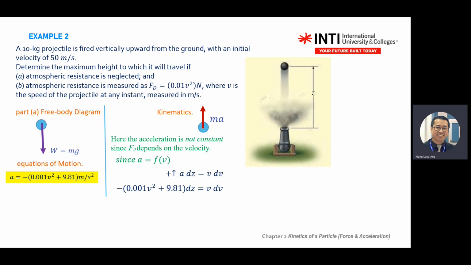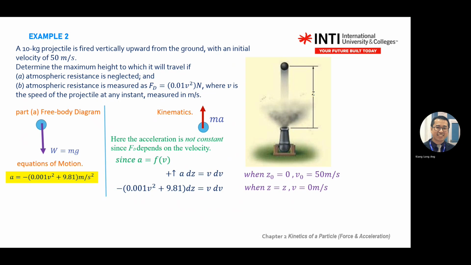The next step is integration. To do integration, you need boundary conditions. What I mean is that in integration you have a lower limit and an upper limit. You have v and z, so you have two boundary conditions. When your z is 0, your velocity is 50. You start with 50. What happens when z equals the maximum z? Velocity is 0. At the maximum point, velocity is 0.